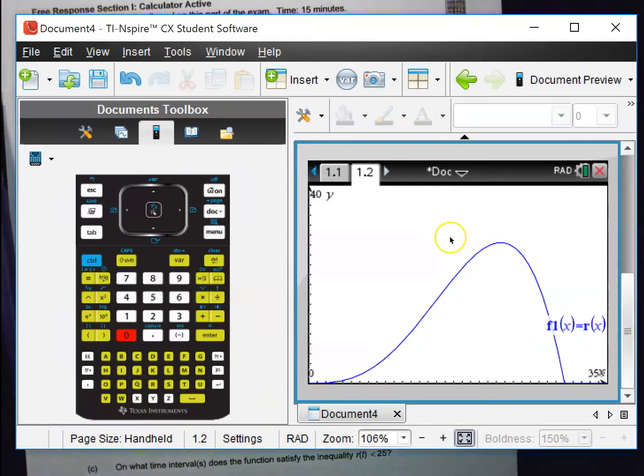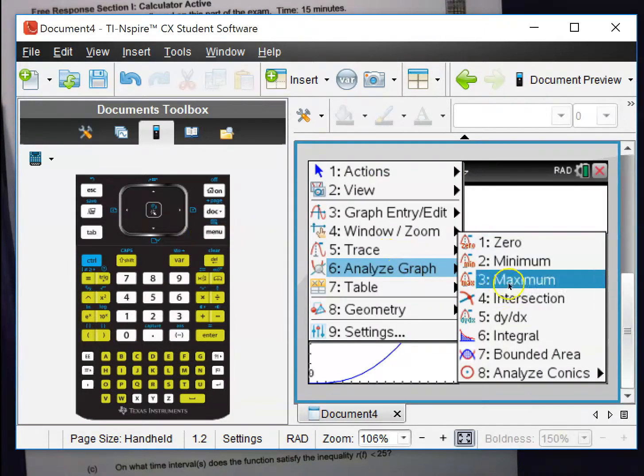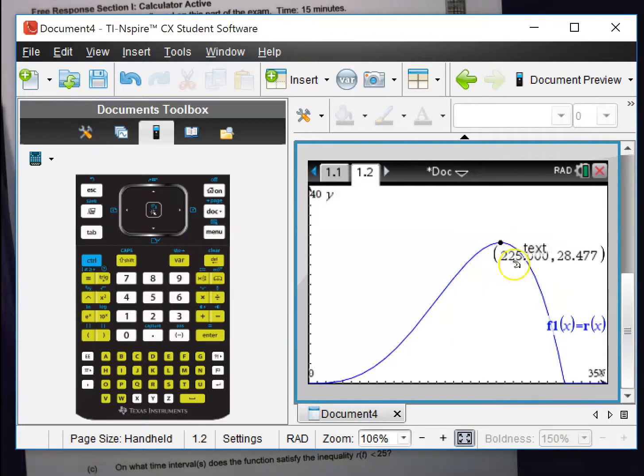Okay, great. And the question was, when are people entering the fastest? That means we need to find the maximum. So menu, analyze graph, maximum, and there it is.